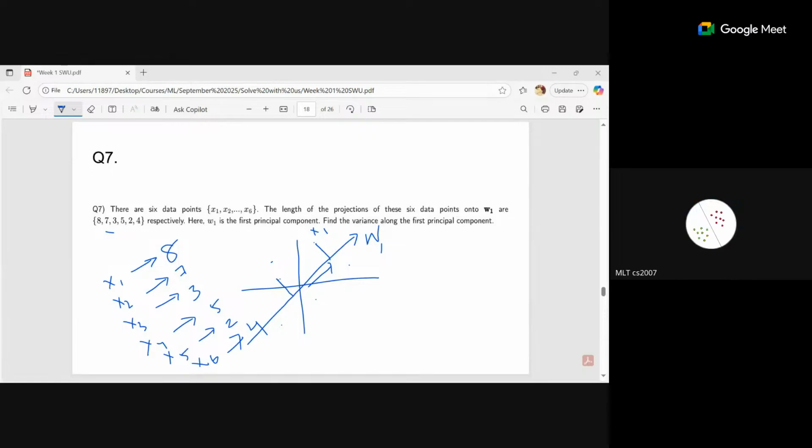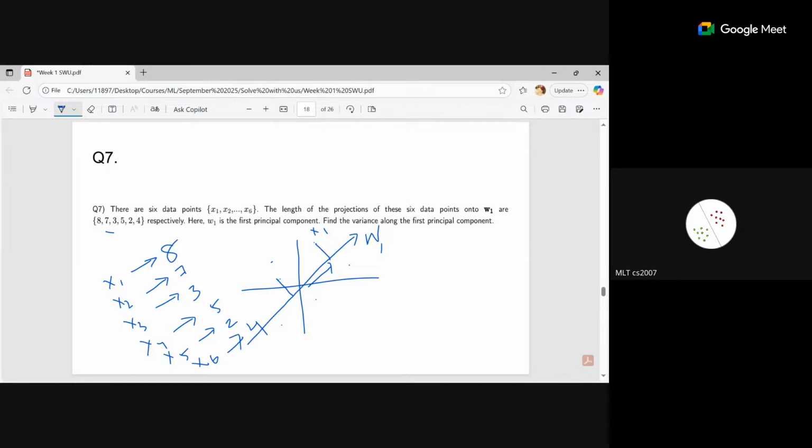No, this 8 is the projection of x1 onto w1. It is written in the question, you know. So this 8 is the length of projection of x1 onto w1. This 7 is the length of projection of x2 onto w1, and so on. Okay. So the length of the projections are given to you. What we need to find is the variance along the first principal component.